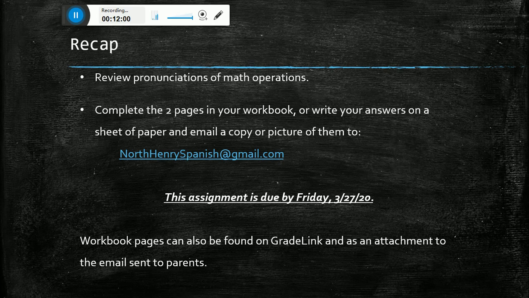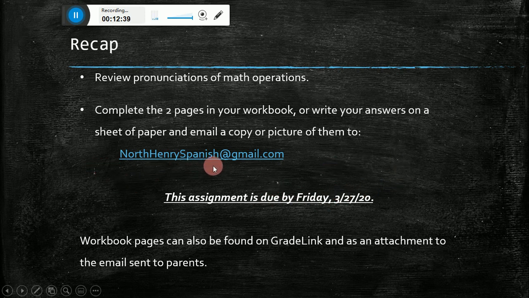Okay, so to recap this lesson, you should practice the pronunciation of the math operations. Okay, so más y is for addition. We focused on E today. Then you have subtraction, which is menos for the minus sign. And then you have son and es for the equal to sign. So you complete the workbook pages in your book. If you don't have your book, you can either print out the worksheet or write your answers on a sheet of paper. Okay, and then you'll have until Friday the 27th to submit this by email.